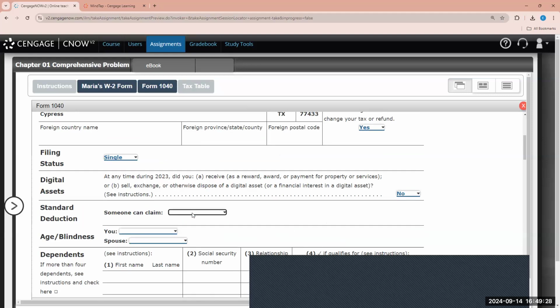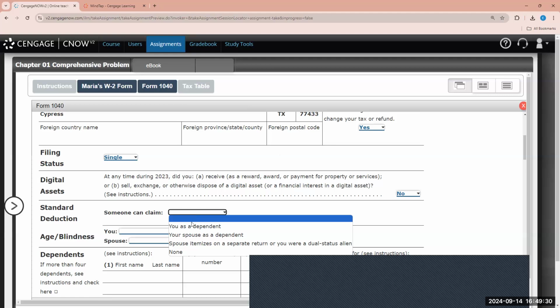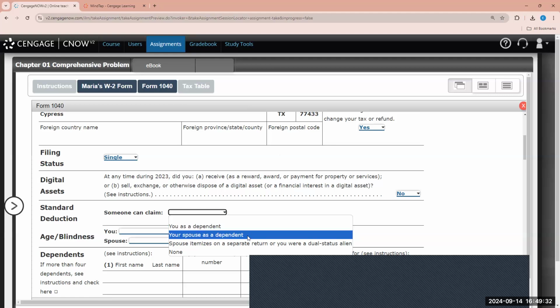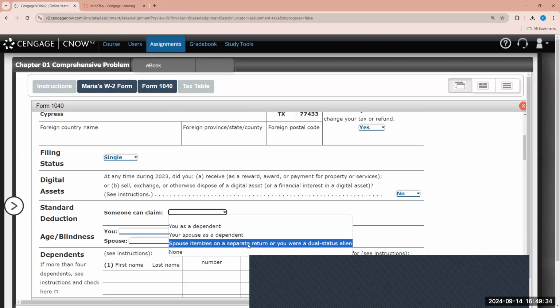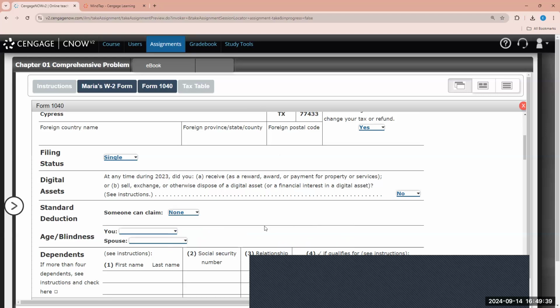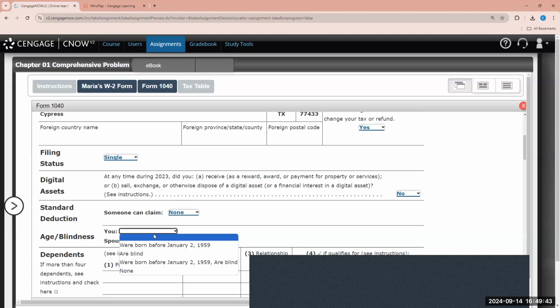Next, we see standard deduction. Can someone claim Maria as a dependent? Is her spouse a dependent? She's not married. Does her spouse itemize on a separate return, or was she a dual-status alien? The answer is none. Next, it asks about age and blindness. She was not born before January 2nd, 1959. She is not blind. And she was not born before January 2nd, 1959 and blind.